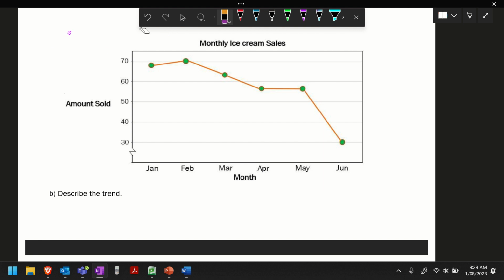So what you could write here, and I might ask, Abby, can you describe the trend for me here? What do you think is happening? Yeah. So remember, we've got two options. It's either going up or down. Overall, it's going downward. But can you tell me what happens between January and February? Good. So what you could write is, between Jan and Feb, the sales increase.